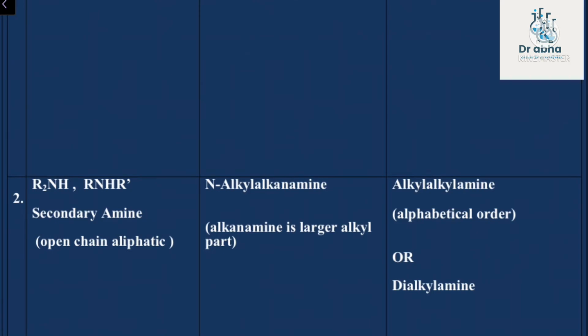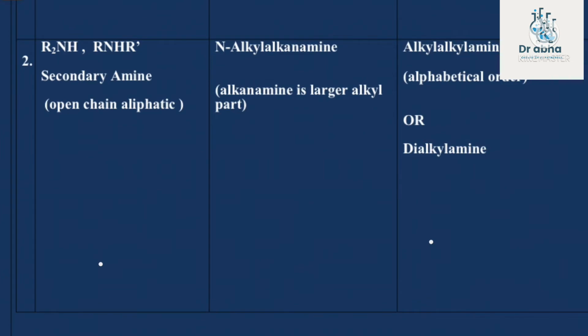Okay, let's start with the secondary amines. For a secondary amine, either the formula can be R2NH or the formula can be RNHR'. In the first one I have taken identical alkyl groups, in the second one dissimilar alkyl groups, right? For the first one the IUPAC name will be N-alkyl-alkanamine. For the second one also, the IUPAC name remains the same, N-alkyl-alkanamine. The only thing is the larger alkyl part becomes the alkanamine.